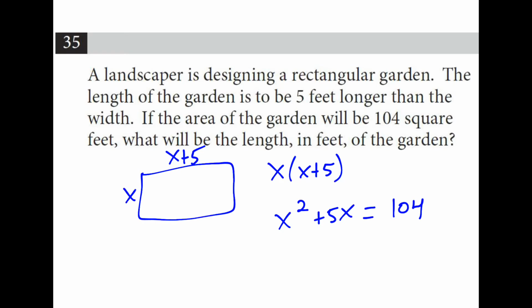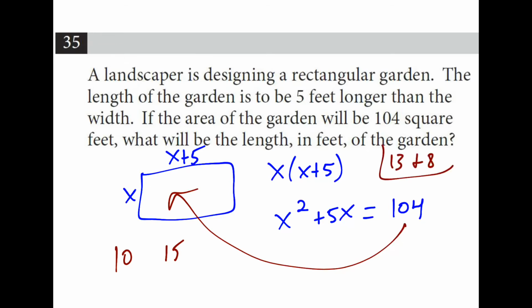You could also probably accomplish this by guessing and checking some different numbers. If we just started with 5 and 10, that's not big enough. So what about 10 and 15? Well, that's too big. So how about 8 and 13? Well, those turn out to be the answers. And since the length is bigger, your answer is going to be 13.